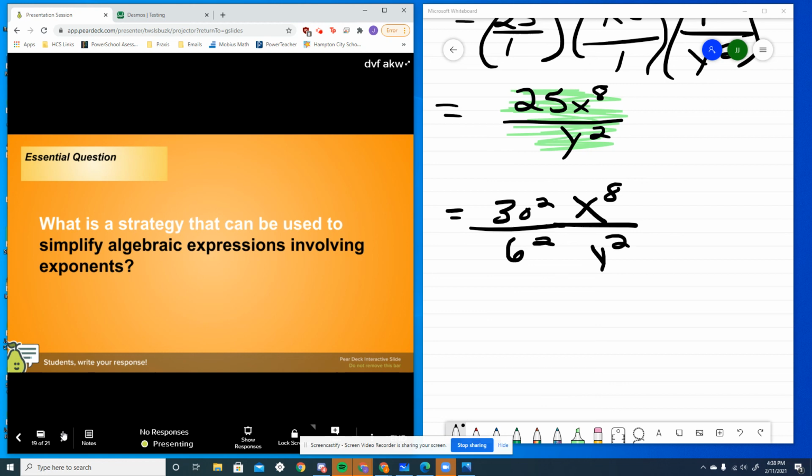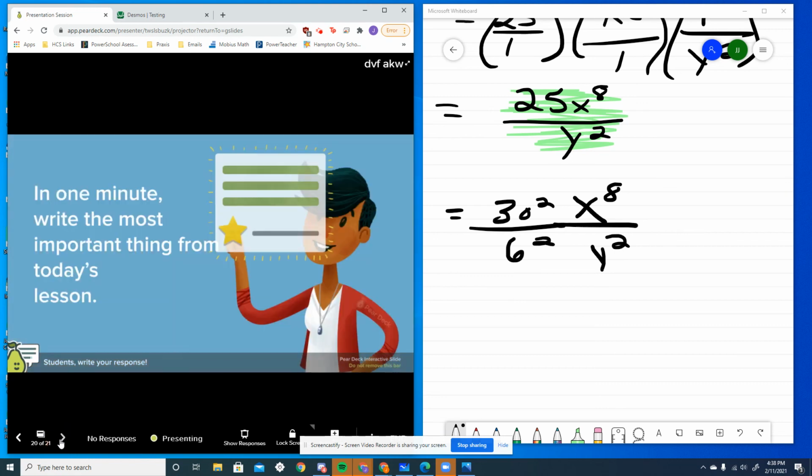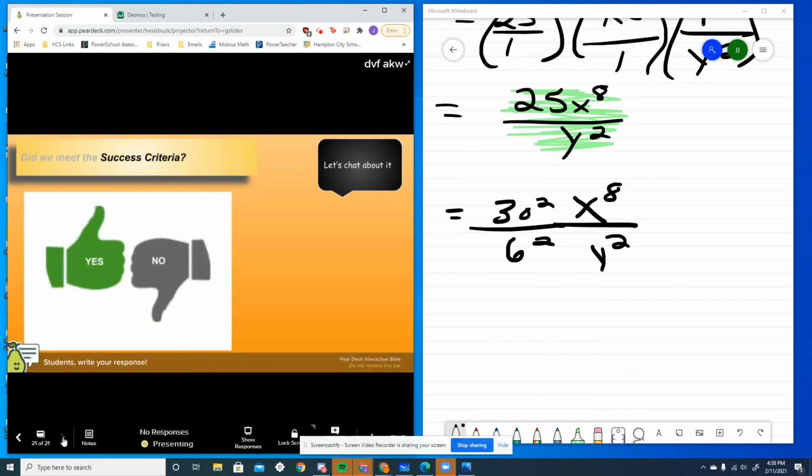So it says, what is a strategy that can be used to simplify algebraic expressions involving exponents? Everything that we have learned about laws of exponents, write it down. In 1 minute, write the most important thing you learned from today's lesson. Okay, so everything that we have learned and we went over, did you meet your success criteria? Do you think that you were able to solve these questions on your own?